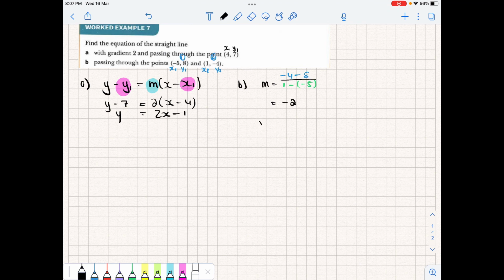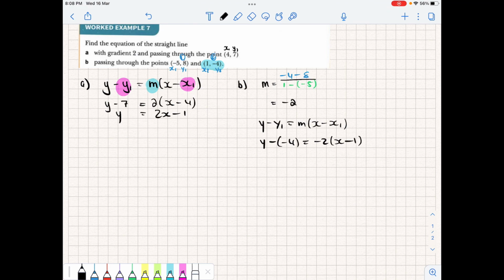So we'll go straight there, and y minus y1 is equal to m(x minus x1). So all we need to do is put in a point and the gradient, which we've just worked out. I'm going to pick the point (1, minus 4), but it doesn't matter. You can pick any of the 2 points that you want. So here we're going to have y minus, and since this is minus 4, I'm going to put it in brackets so that I can see the double negative, equal to minus 2(x minus 1).